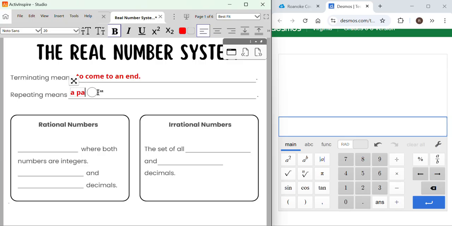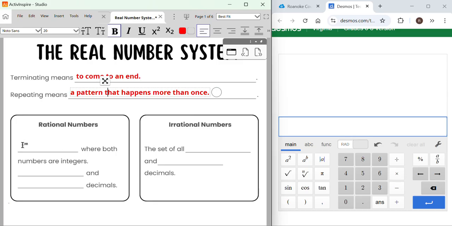Repeating means a pattern that happens more than once. So when a pattern repeats, it means that it is happening over and over and that it is exactly the same. For example, red, blue, green, red, blue, green, red, blue, green. That's a pattern that happens more than once. And that means it is repeating.